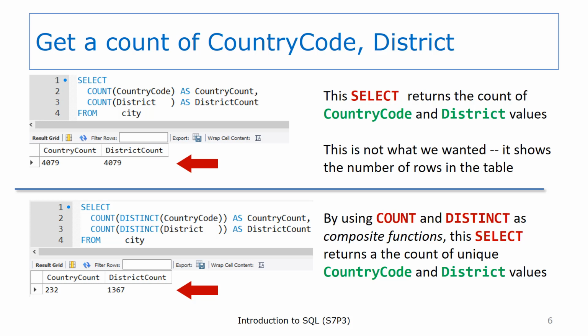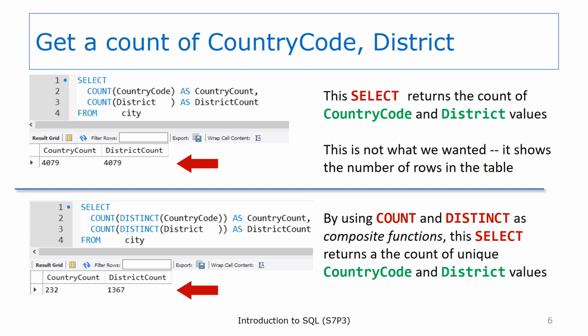To get the count of unique country code and district values, we can use the select statement shown in the bottom half. In this select, the distinct function is embedded within the count function. Keep in mind, when you have embedded or composite functions, the function is evaluated from the inside out. That means that the distinct part is processed first, then the count function is applied to the results of the distinct.